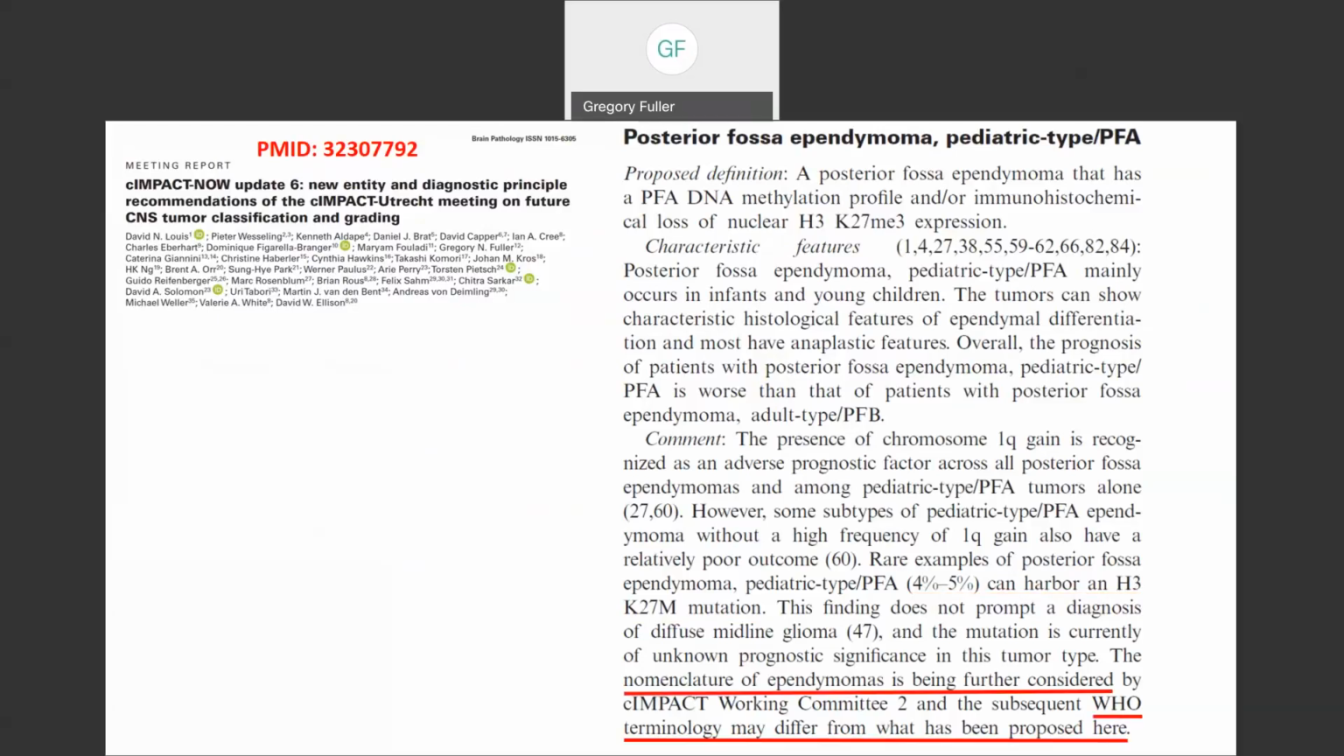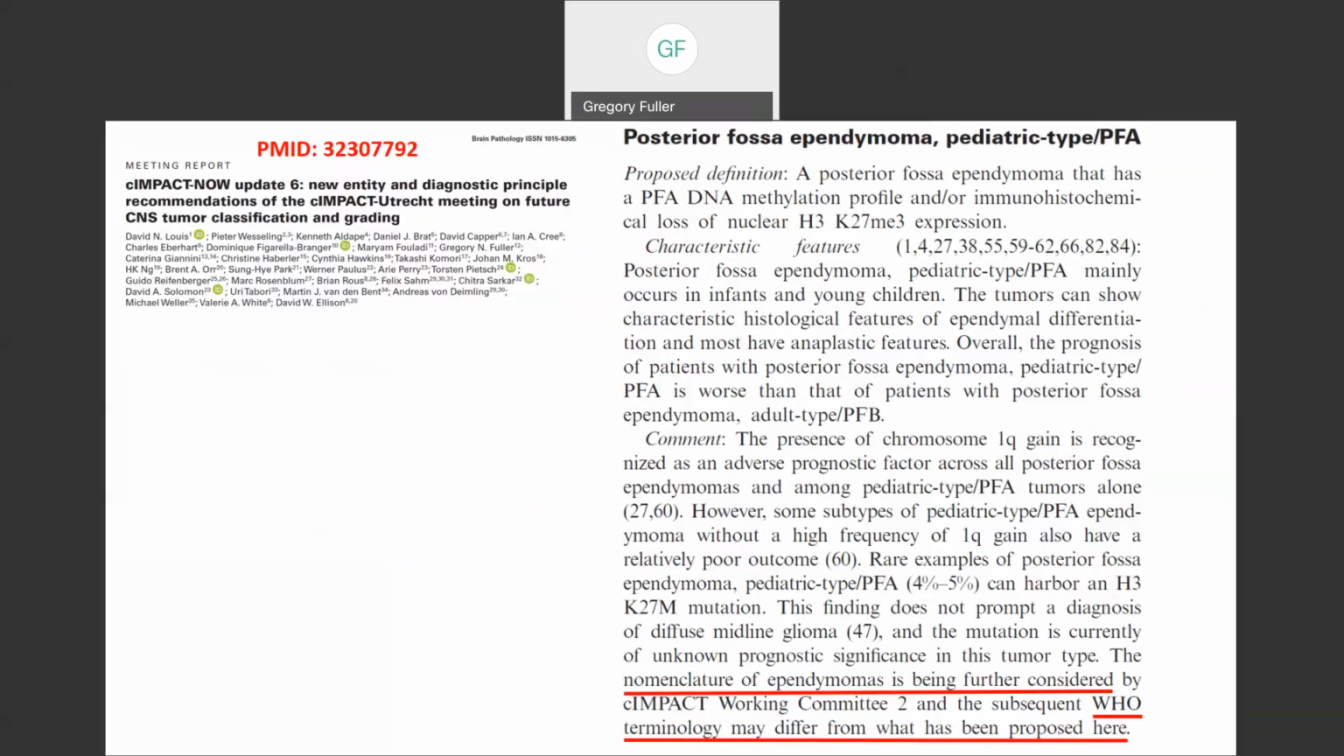All right, now look, this is an important sentence, so pay attention here. I wish we should have shown this, Dr. Kalia, we should have shown this at our conference. The nomenclature of ependymomas is being further considered by the cIMPACT Working Committee 2, which is in charge of this area, and the subsequent official WHO terminology may differ from this. Okay, so that's a qualifier.